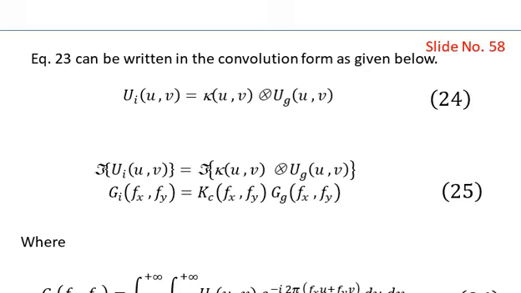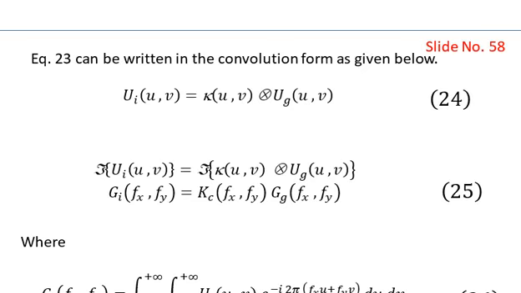We have used a Fourier operator on the left hand side of ui, and similarly we have used the Fourier operator on the right hand side of equation number 24. So we are representing the Fourier transform of ui as gi, but you know that the coordinates are fx, fy. Similarly, when we take the Fourier transform of these two quantities which are convolved with each other, it will be equal to the Fourier transform of the first quantity, that is kappa, multiplied by the Fourier transform of the second quantity, which is ug.